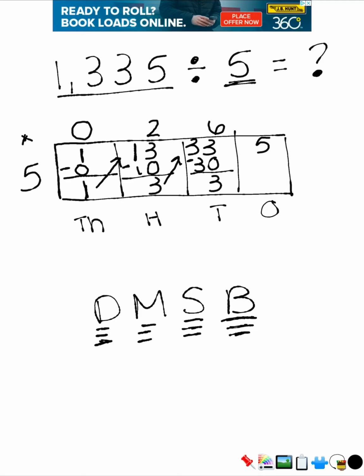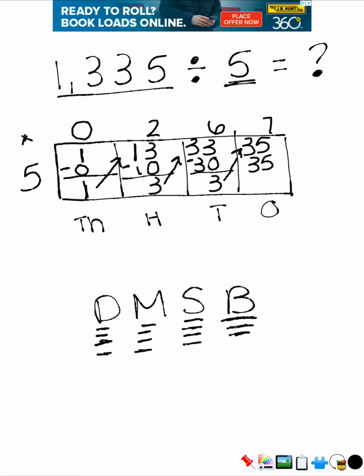My next step is to bring that 3 over. And now I start again. And I ask myself, how many times can 5 fit into 35? Well, I know that it can fit 7 times. My next step is to multiply. 5 times 7 is 35.